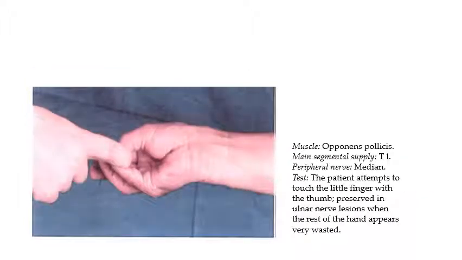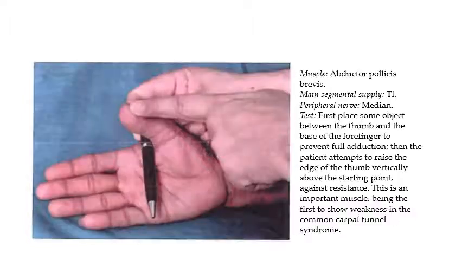Opponens pollicis is supplied by T1 and the median nerve. It is one of the 4 muscles in the hand that are supplied by the median nerve. The test is by asking the patient to attempt to touch the little finger with the thumb. The muscle power is preserved in ulnar nerve lesions when the rest of the hand appears very wasted.